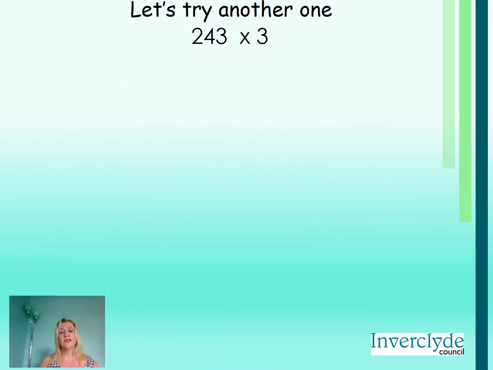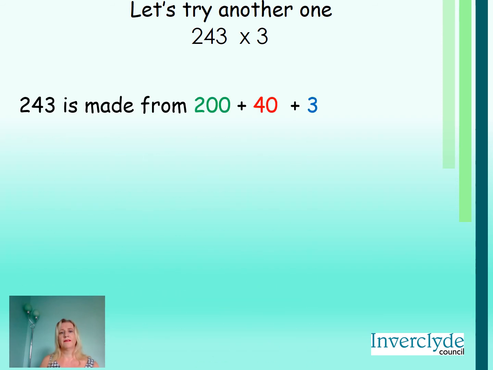Let's have a go at another multiplication sum. This time it's a hundreds, tens and units sum. Again, pause the video and have a go by yourself first. And when you have an answer, come back and we'll compare how we did it. 243 is made from 200 plus 40 plus 3. That's how I have partitioned my number.